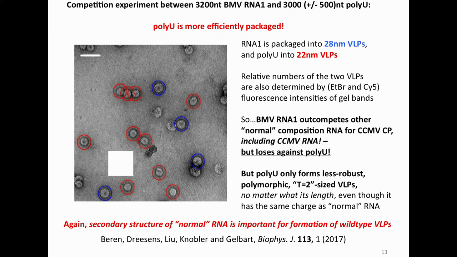Here it's easy to analyze the assembly products. You don't have to carefully put different fluorescent labels on the RNA molecules because you're getting different sized particles, and you just count the relative numbers of the different sized particles, and you find that there are more T equals 2 sized particles than T equals 3. And you confirm with the usual labeling experiments. So not only do you have the surprise that you get a non-wild type virus-like particle, not a T equals 3, but it turns out that poly-U is more efficiently packaged than viral RNA.